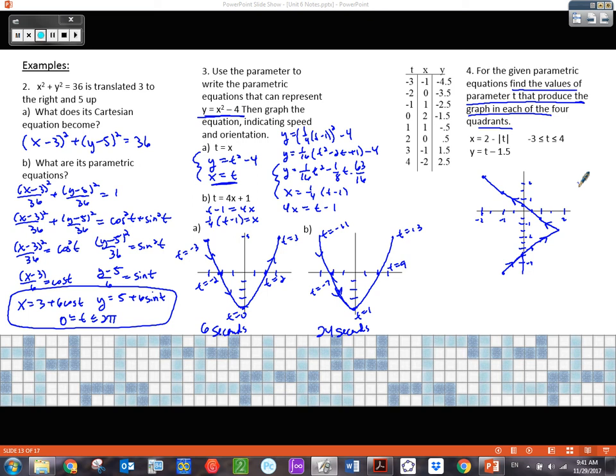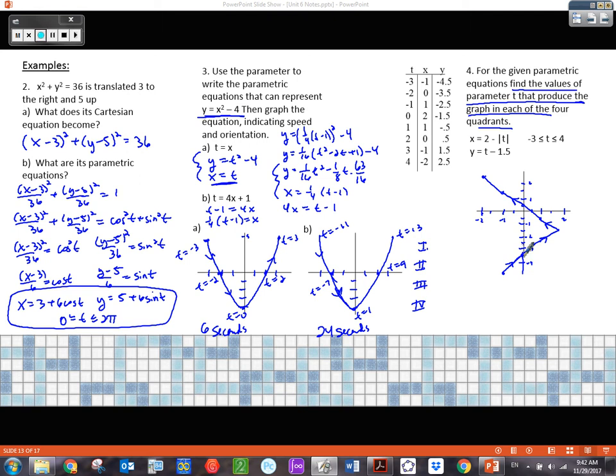Find the values of parameter t that produce the graph in each of the 4 quadrants. So what we've got to try to figure out is at what time were we in quadrant 3? At what time were we in quadrant 4? That's what we're looking for. So I'm going to set up the quadrants. So we're looking for the time we were in each quadrant. Okay. Now sometimes this is going to be easy to determine, sometimes not so easy.